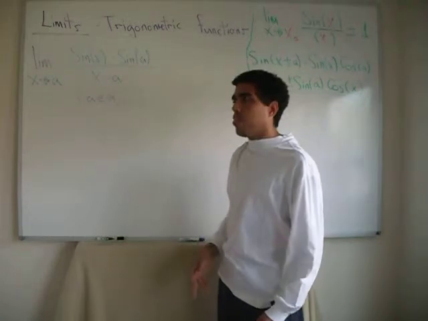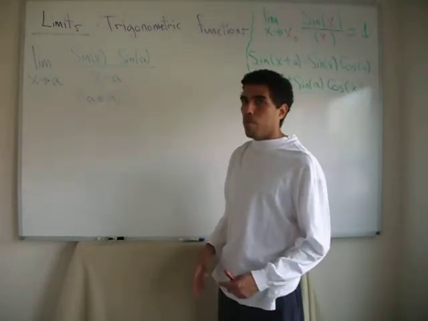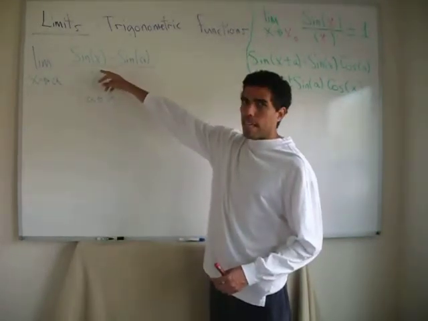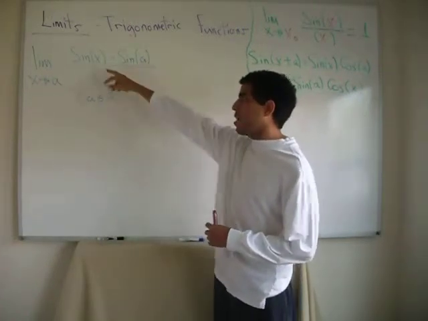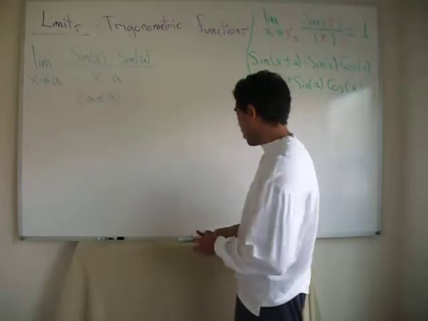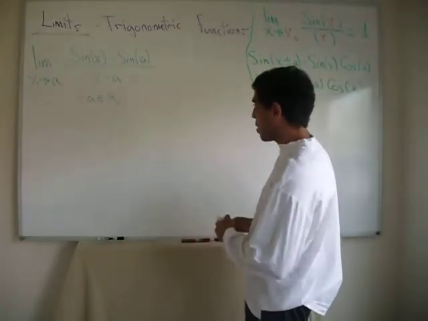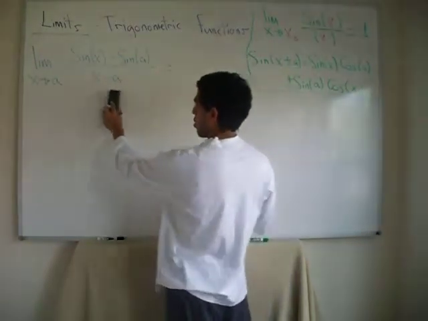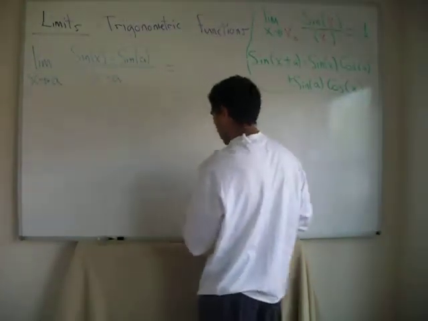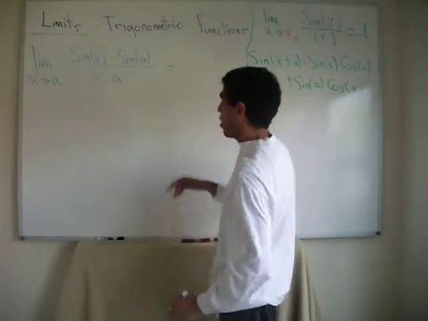And the only way to do that is to incorporate something into the argument of sin of x. So what we're going to do is add and subtract a in the argument of sin of x. Okay? So let's start with that. If it gets too long, I may have to split the video in two parts, because I'm trying to go as slow as possible, and I want to explain as much as I can.